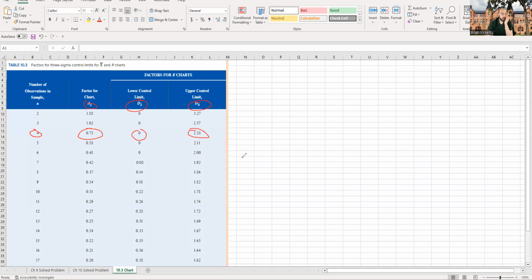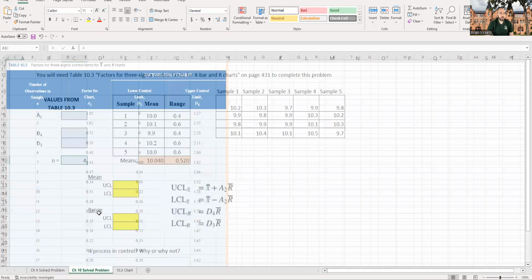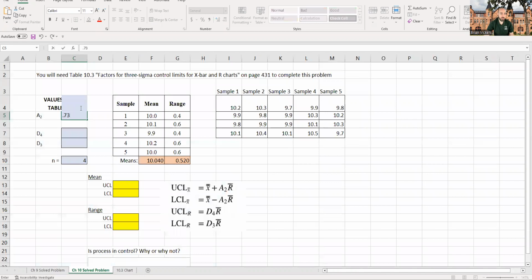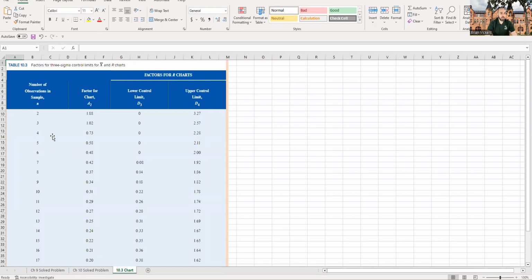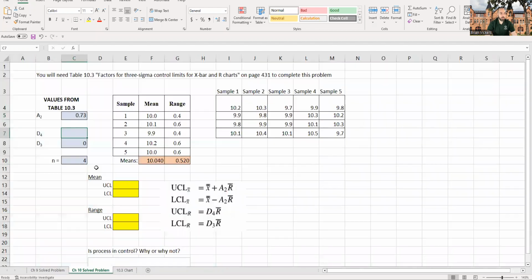So you'll need to be able to look up on that chart, again, it's 10.3 in your book, and find those values. So let's go back to our Excel problem, and I know that 0.73 is going to be my value for A2. D3 was 0. It's so low that it could go all the way down to no range at all. And then D4 is 2.28.